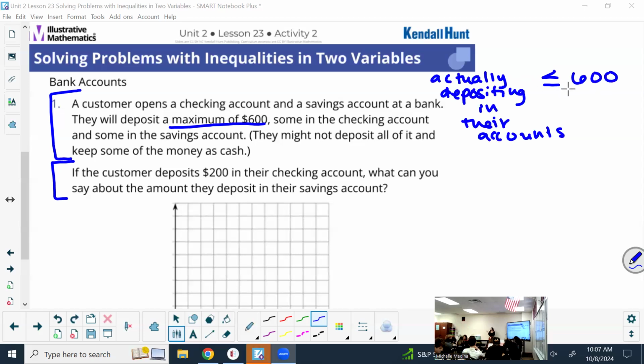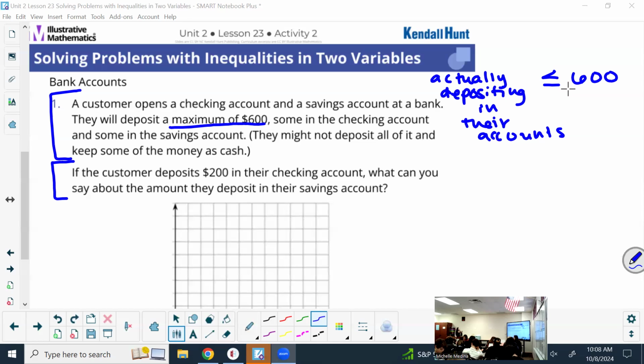I never memorize random phrases to symbols. I just think logically about it each time. We know that the opening, like an alligator mouth or whatever, wants to eat the bigger number. 600 has to be the bigger number of this equation, so it has to face that. What they're actually depositing can be less than 600 because they said they might keep some as cash. It can also be exactly 600. That's why we chose that symbol.